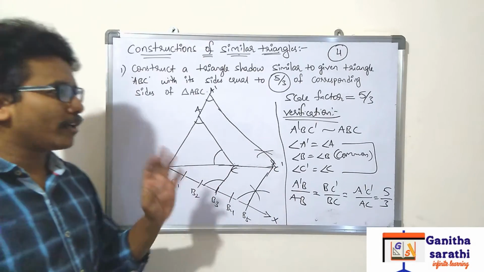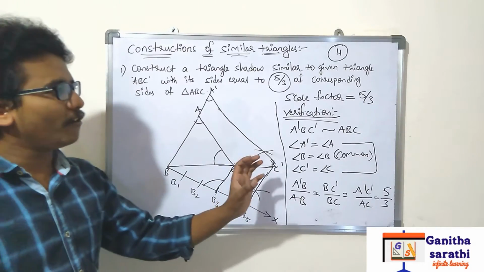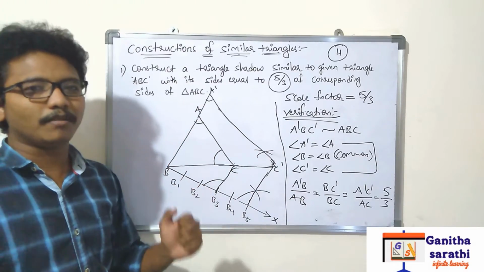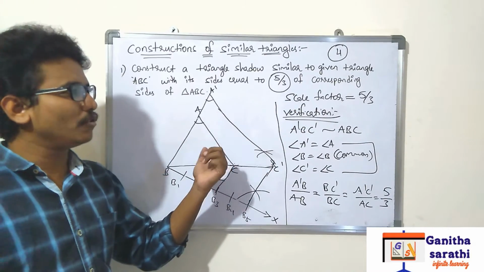Okay, he will not ask verification of you, but it's better to do that. So this is one kind of model related to construction of similar triangles by improper fraction. Okay, now we will see how we will construct by using a proper fraction.